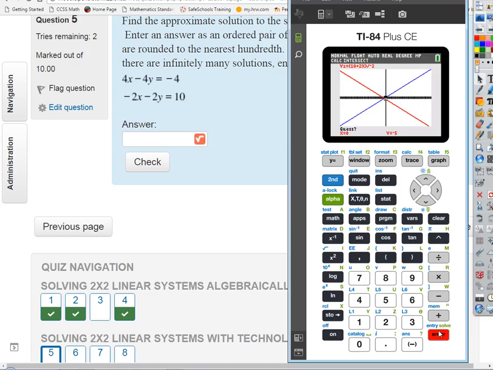In fact, I don't even have to ever move the cursor when I make my guess, because lines only have one intersection if they have any. And so the solution is x equals negative 3, y equals negative 2.